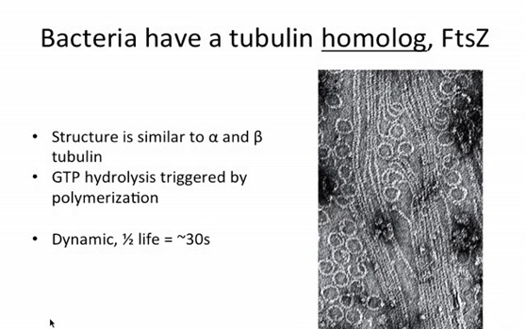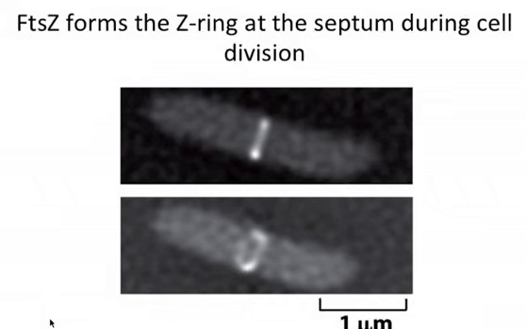Okay, so let's talk about bacteria. I don't talk about bacteria much in this class, but for some reason I decided to here. So they have a tubulin homolog. They don't have tubulin. It's called FtsZ, and it's similar in structure, kind of like an alpha beta tubulin. It also hydrolyzes GTP during polymerization. It's also dynamic. So its half-life is about 30 seconds. And it's involved in formation of the Z ring at the septum during cell division.